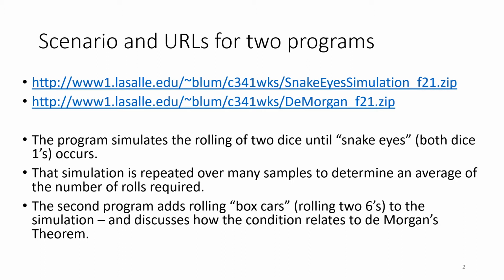We do know how many samples we want. Then the second program is going to add rolling boxcars to the rolling of snake eyes. And we're going to see how that addition brings up De Morgan's theorem.